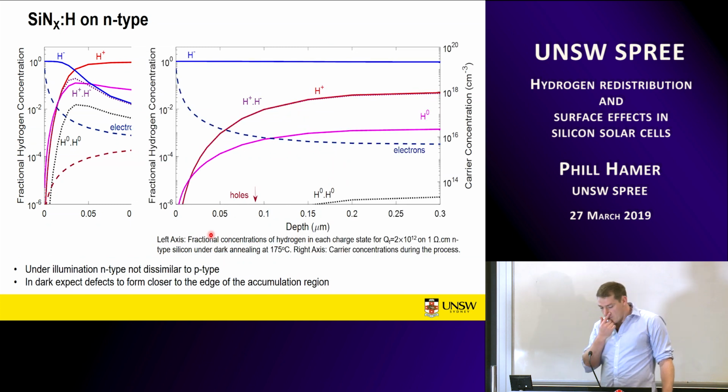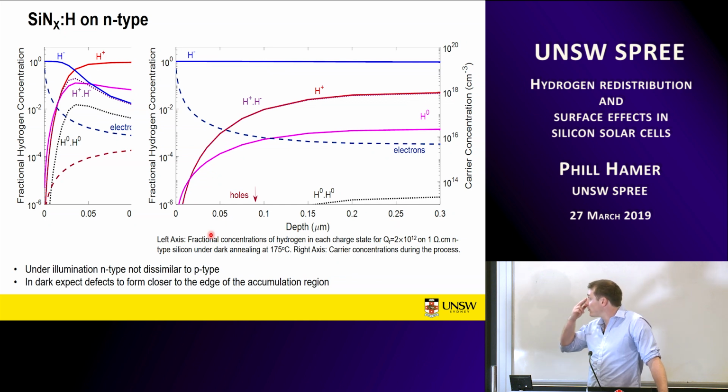In the dark, we get something quite different. Under accumulation in the N-type material, we don't really have a peak in the H+, H- product. However, we would then expect the most likely site to be where it starts to flatten out, because that's where we start to get the biggest mix of charge states, and we would have the highest hydrogen concentration in our structure. So we actually expect quite different injection level dependence for these samples.